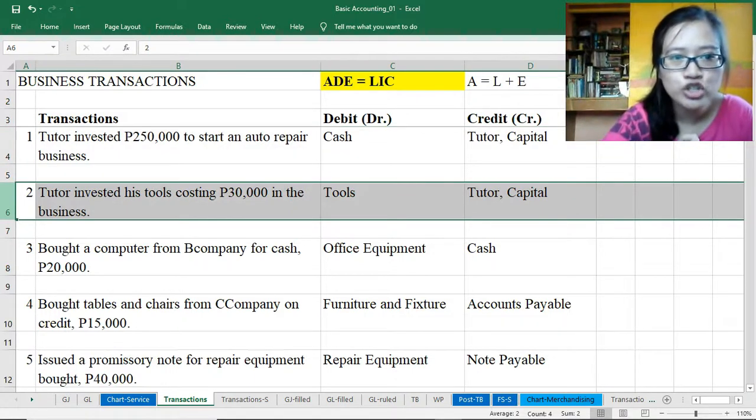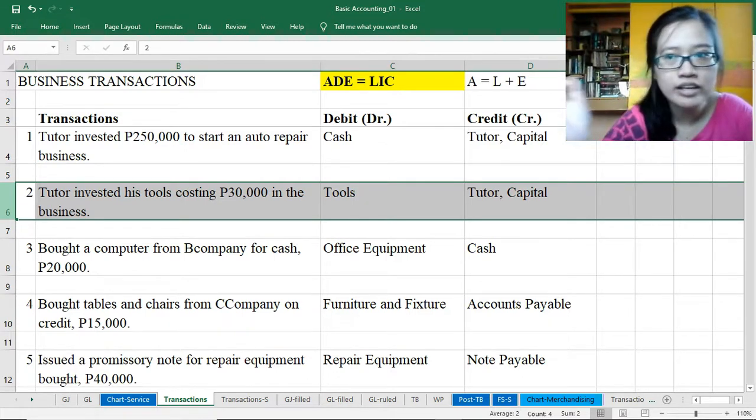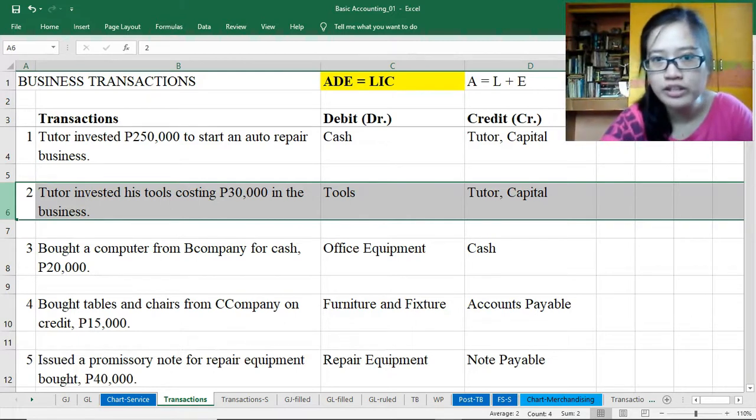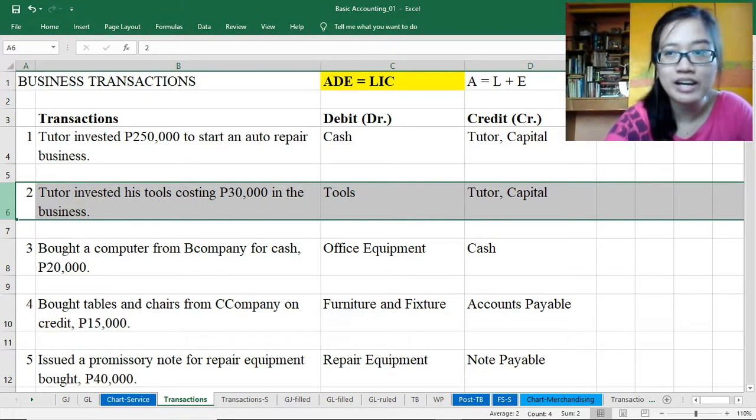Second transaction, tutor invested his tools costing 30,000 pesos in the business. So, sa business, hindi lang cash ang pwedeng i-invest ng owner. Pwede rin siyang magbigay ng mga gamit na kakailanganin ng business. Diba? Para hindi nabili ng business, so yung gamit na mismo ang ibibigay. So, pwede siyang in the form of tools, pwede rin in the form of computer or vehicle, or kung ano mang gamit na pwede namang gamitin din sa business.